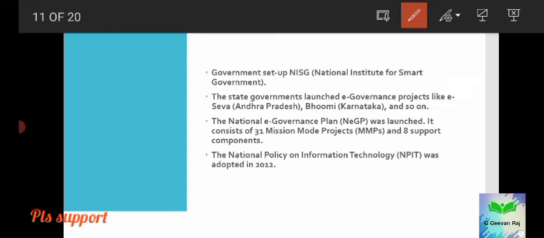The National e-Governance Plan was launched. It consists of 31 mission mode projects and 8 support components. So, the National e-Governance Plan was also a major initiative. The national policy on information technology was adopted in 2012, which is also a major step towards digitalization and e-governance.